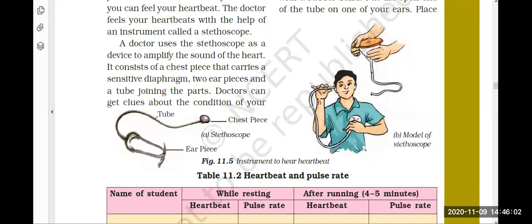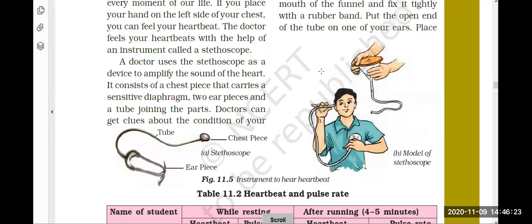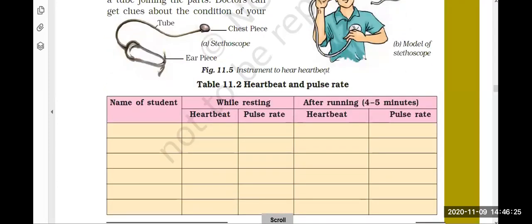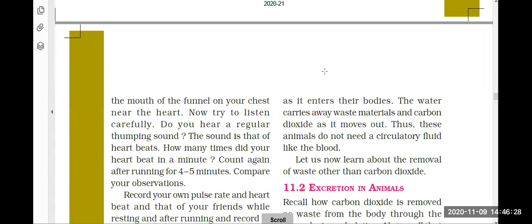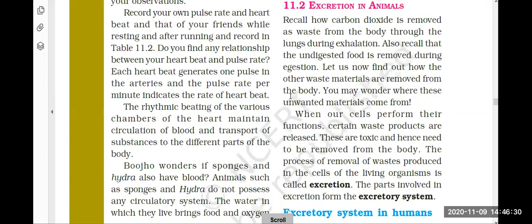For that we have to hear even the minute sound of your heartbeat. In order to do that, we have an instrument called a stethoscope. Yes, very good. You can make a small stethoscope at your home also. So this was your circulatory system in humans.